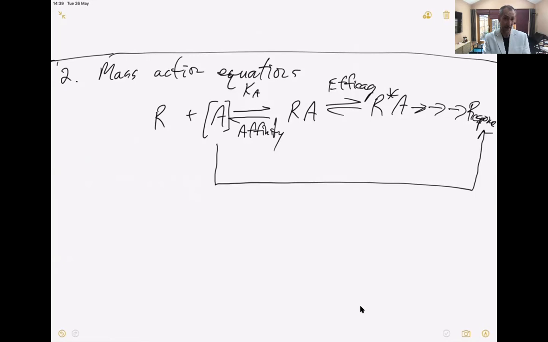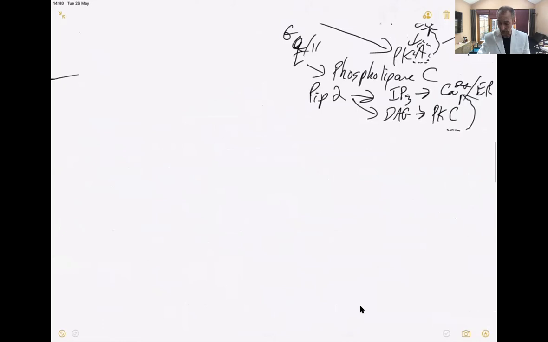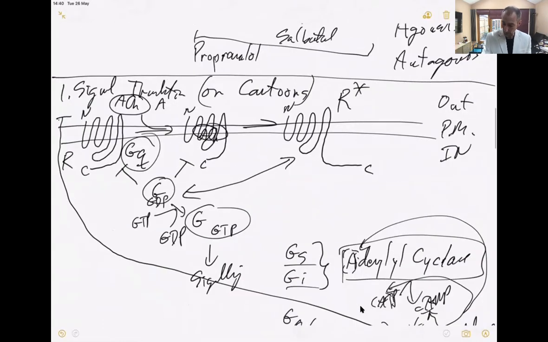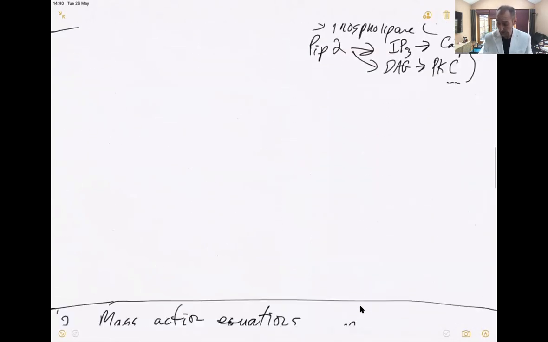That's how we made antagonists. They still bound, but they didn't have efficacy. Efficacy is how easily the receptor goes from this inactive state to the active state for activating a G protein coupled receptor. So that up here is this reaction, where it goes from the C terminus in to the C terminus out. That is the conformational change in the receptor that we relate to efficacy.